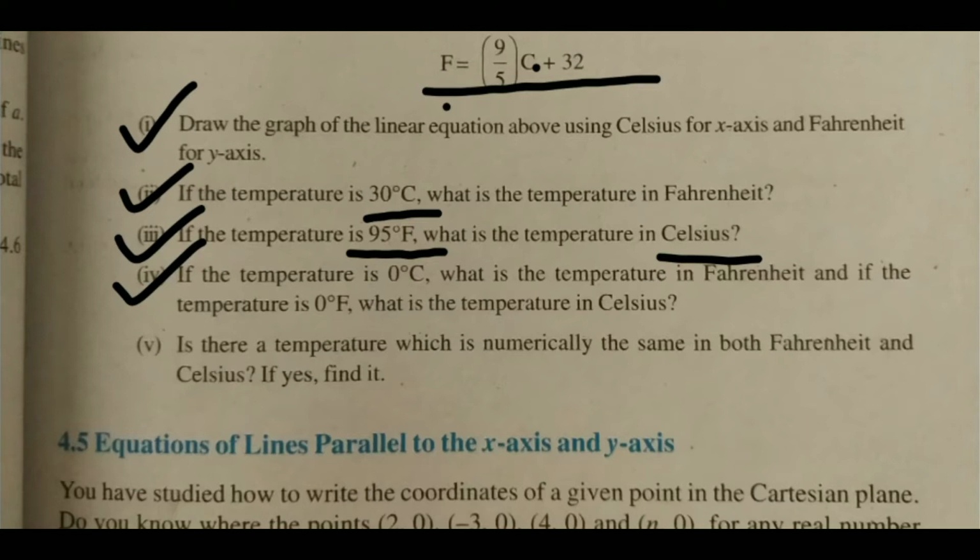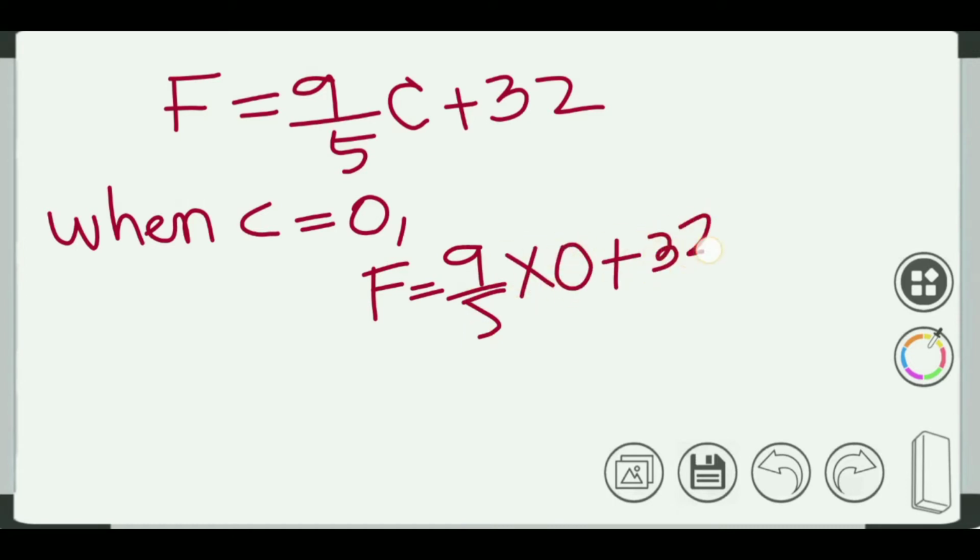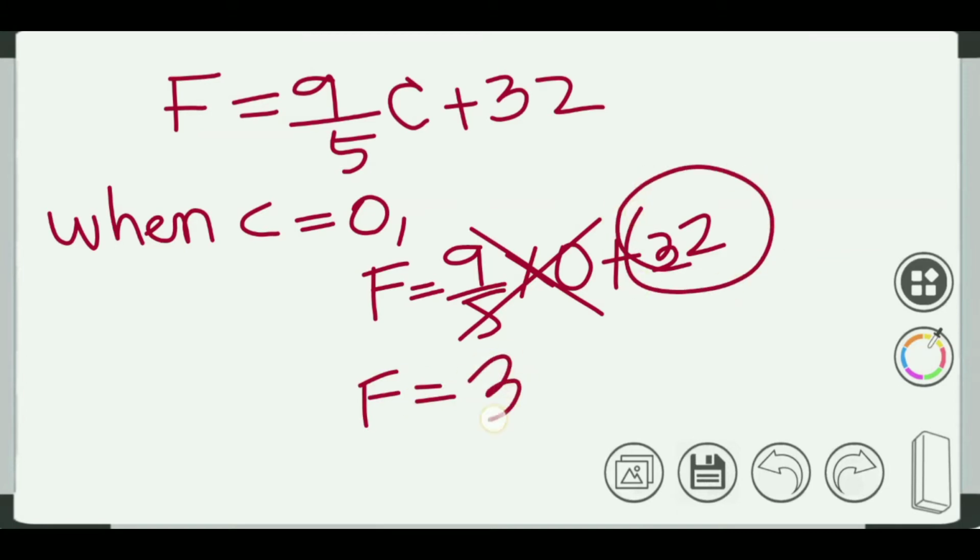Okay. So first, C equal to 0. F is equal to 9 by 5 C plus 32. C is 0, so 9 by 5 into 0 is cancelled. F is equal to, what is remaining? 32 degree Fahrenheit.